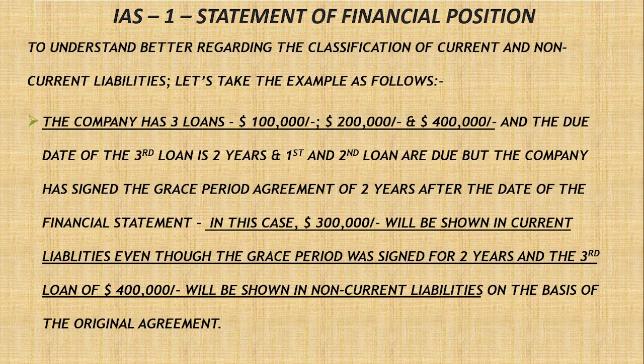In this case, $300,000 will be shown in current liabilities even though the grace period was signed for 2 years, and the third loan of $400,000 will be shown in non-current liabilities on the basis of the original agreement, even though the grace period has been signed after the end date of the financial statement.